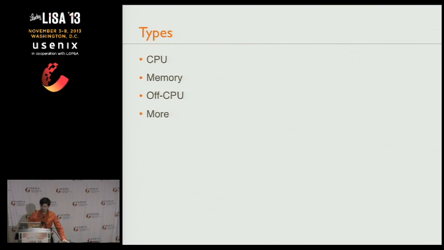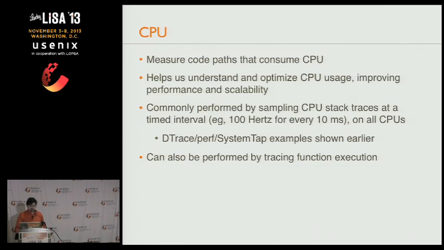Types of flame graphs. CPU flame graphs are really popular, and this is where we measure code paths that consume CPU. That helps us understand and optimize CPU usage, improving performance and scalability. I do this all the time. I need to debug why performance is worse than competitors. It's commonly performed by sampling CPU stack traces at a timed interval, like 100 hertz, every 10 milliseconds. It can be done using tools like I mentioned earlier.